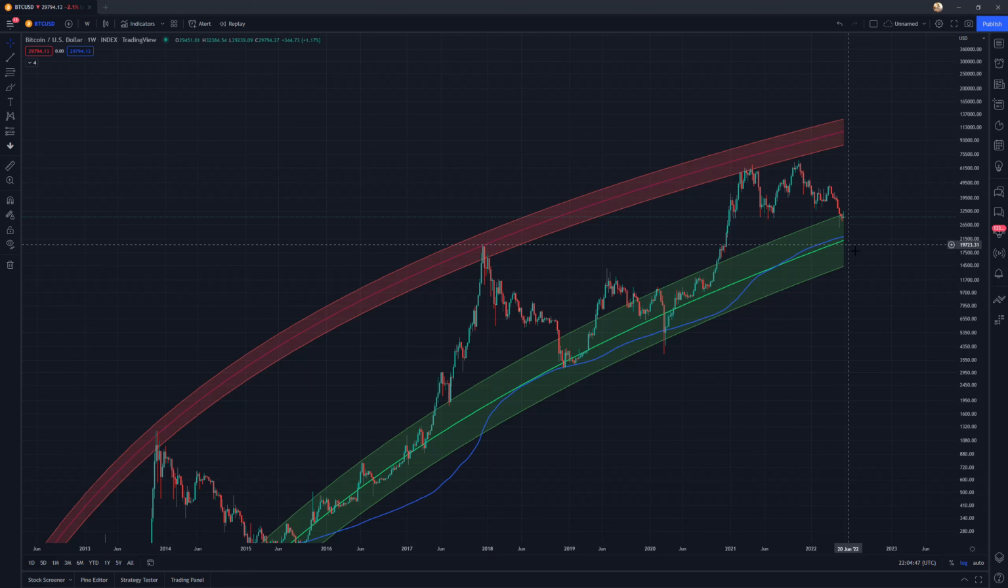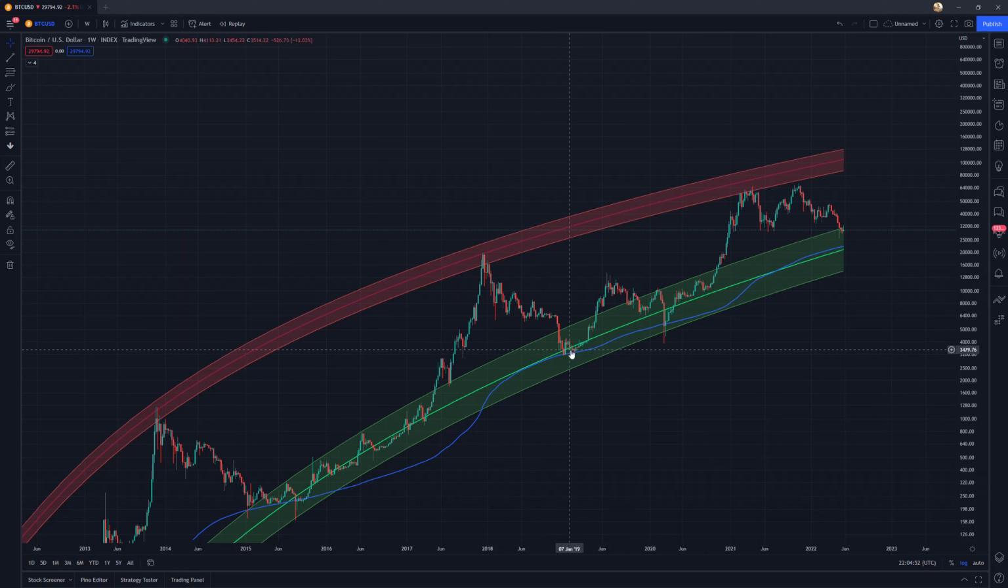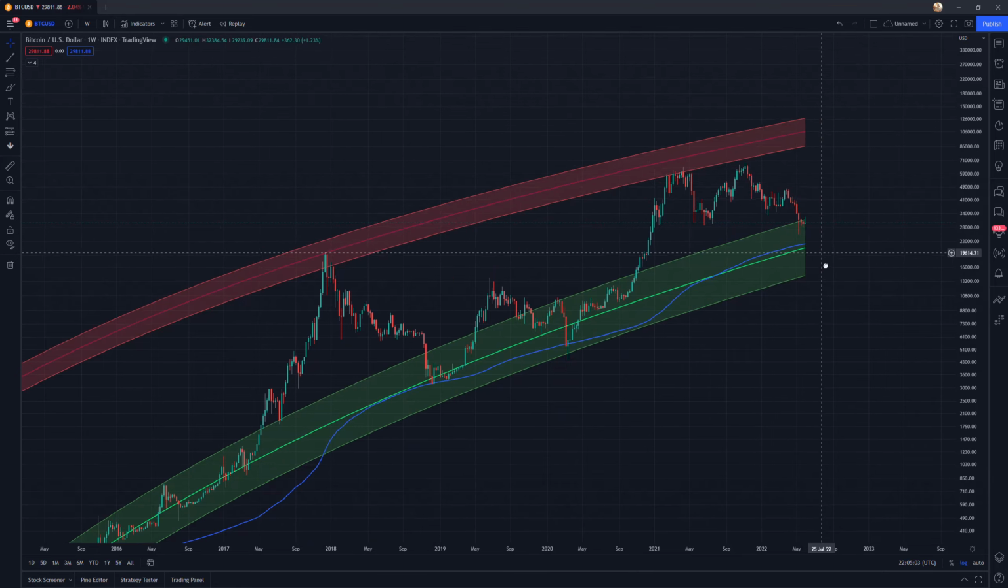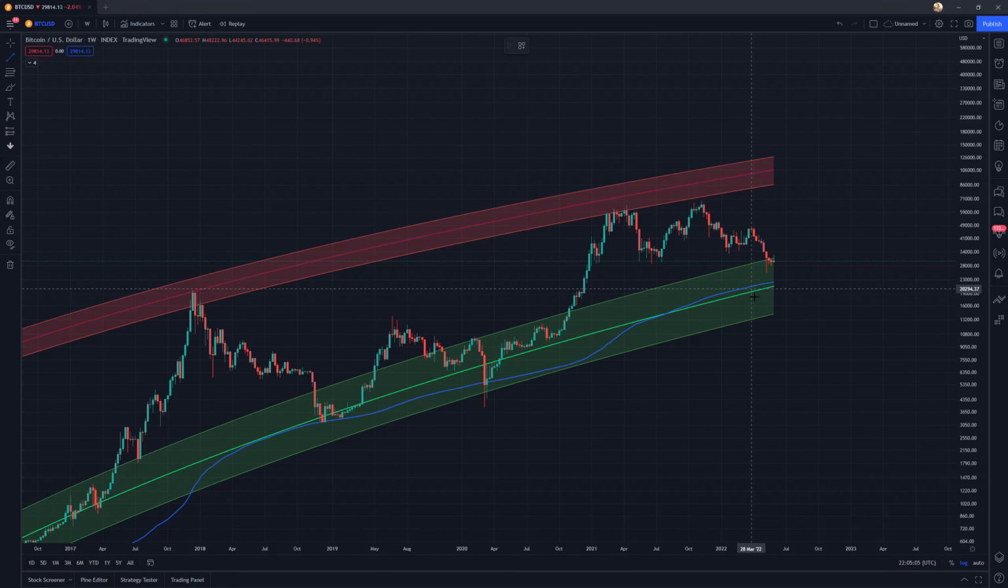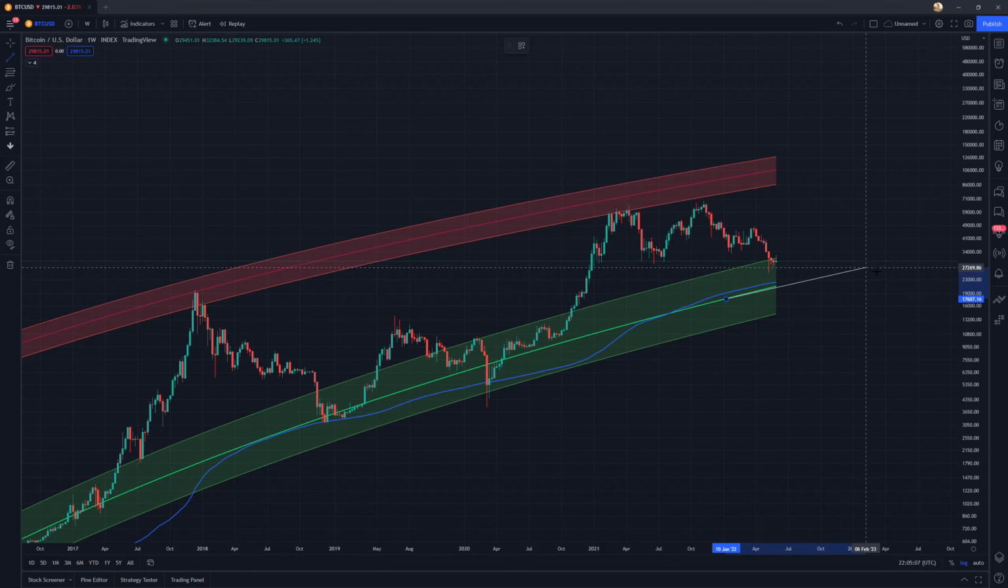We would also be roughly around the midline of the regression curve, and you can see how we bottomed in 2018 on the midline of the regression curve. So currently the whole entire band ranges from 14,000 to 30,000, but the key component of this logarithmic regression curve is that it will continuously increase.